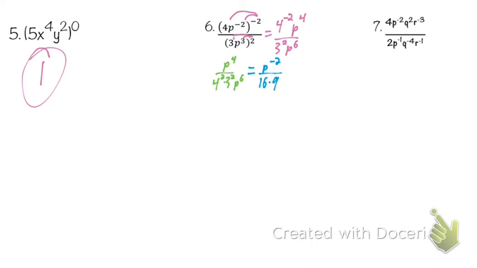Questions on where we're at so far? Alrighty. I'm going to move over here now. P to the negative second, what am I doing with that? Moving it downstairs. 16 times 9, do we know off the top of our head? Chances are low. 16 times 9, what's 9 times 6? 54. 9 times 1? 9. 9 plus 5? 144. So 1 over 144 p squared.